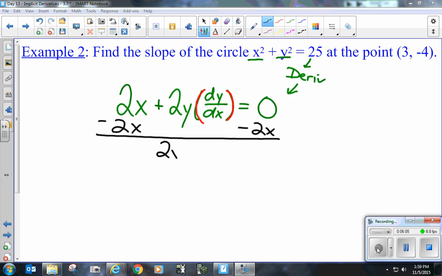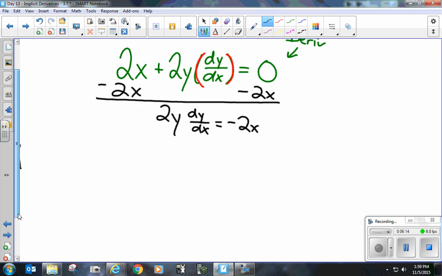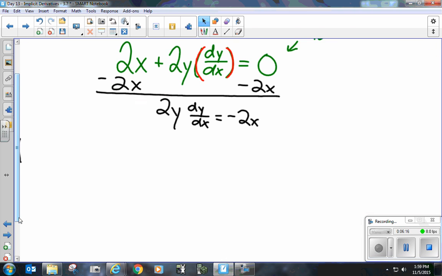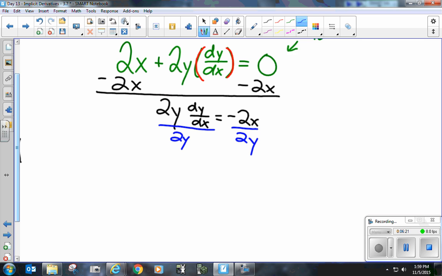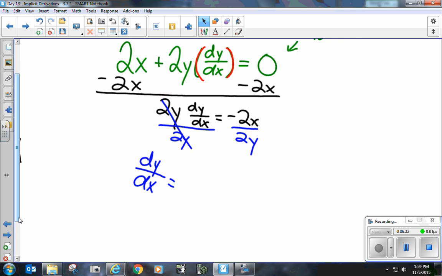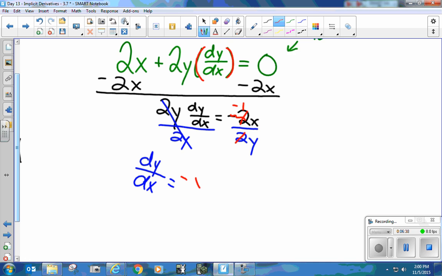So I've got 2y dy/dx equals negative 2x. Now what do I do? Divide by what? Divide by 2y. So I'm going to say my dy/dx equals, what does that simplify to? This 2 cancels with this 2, it leaves a negative 1 on top. So it's negative x over y.